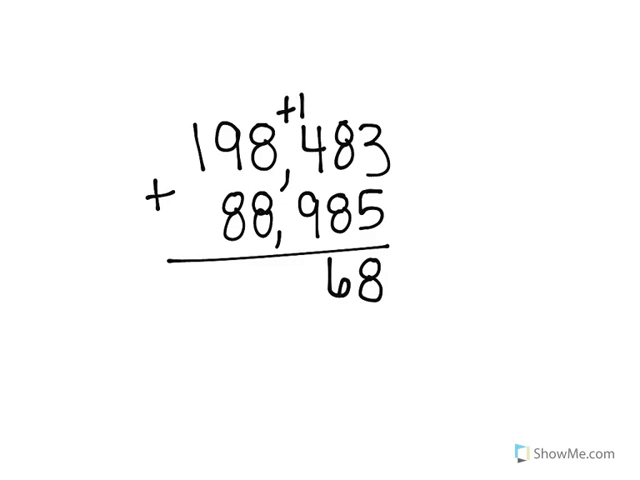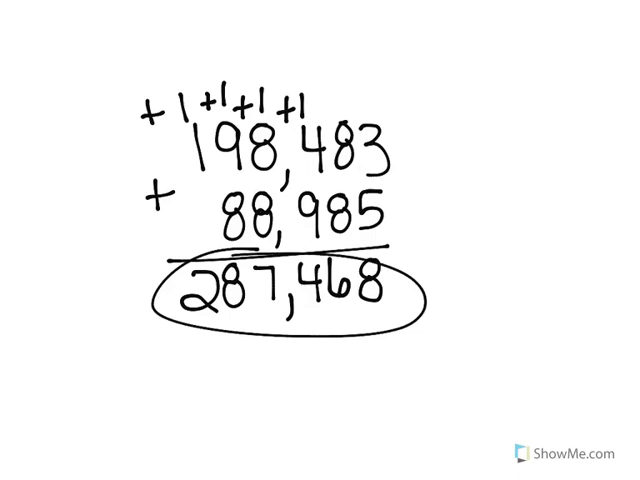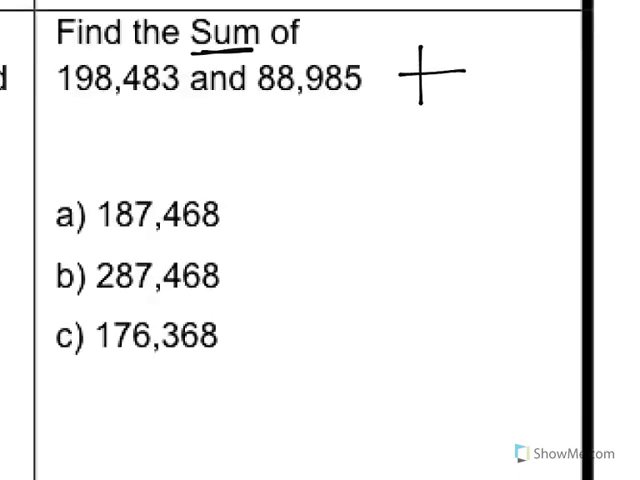Carry my 1. 4 plus 1 is 5, plus 9 is 14, carry my 1. 8 plus 1 is 9, plus 8 is 17, carry my 1. 9 plus 1 is 10, plus 8 is 18, carry my 1. And 1 plus 1 is 2. Don't forget your comma. And our final answer is 287,468, which is answer choice B.